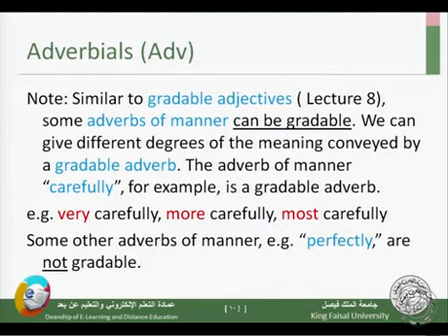Some other adverbs of manner are perfectly and completely. You remember, perfect as an adjective and complete as an adjective cannot be graded. We said that in the previous lecture. The adverbs that are derived from these adjectives, like perfectly and completely, are not graded, because when you say that something perfectly happened, this is the highest degree. You can't grade it even more. Something happened completely, it is complete. You can't grade it higher than completely. So in these cases, the adverbs of manner are not gradable.